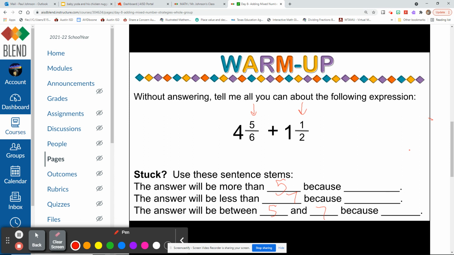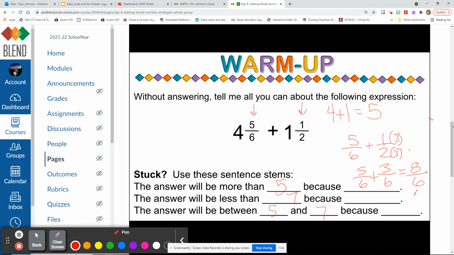All right, if we actually do the math, 4 plus 1 equals 5, right? Then we have 5/6 plus 1/2. We can turn our half into sixths by multiplying by 3. Remember, anytime you have a half, you can make it into the other fraction, if it's even, by turning it into the same denominator and then using half of the denominator as your numerator, which would be 3/6. So we have 5/6 plus 3/6, which gives us 8/6.